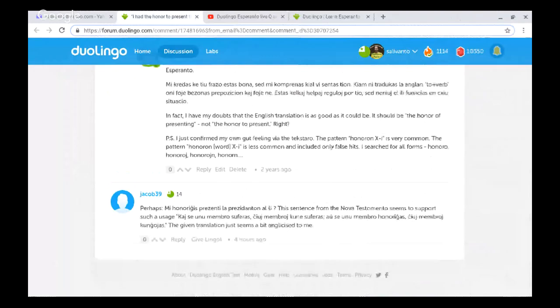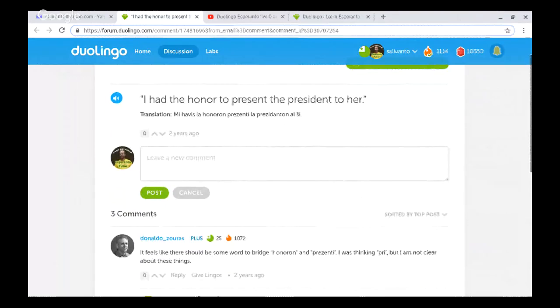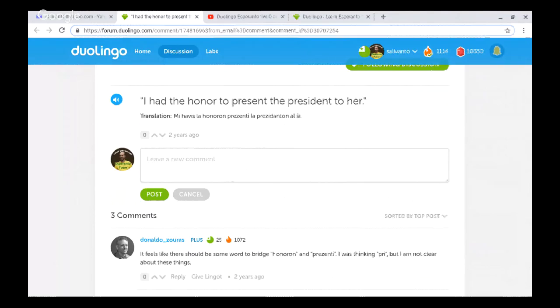So yeah, here's the sentence in context. Mi havis la honoron presenti la presidenton al si. What does it mean if I said si? All right. So what does my slip of the tongue mean there? This is not what's on the screen, but what does this sentence mean? Mi havis la honoron presenti la presidenton al si. That means I had the honor to present the president to the president.